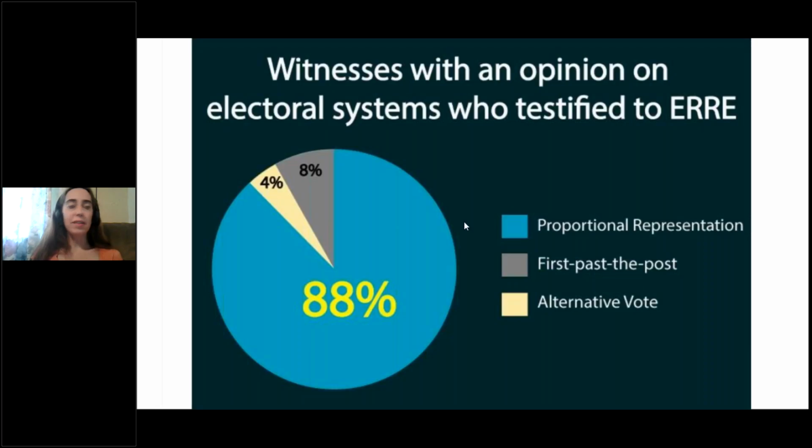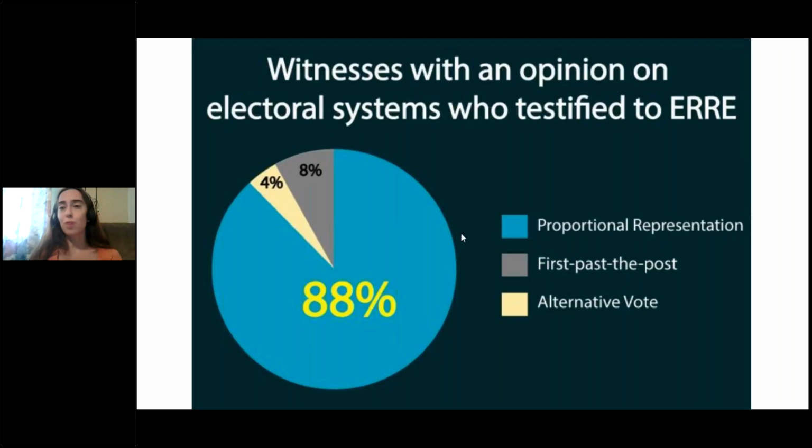So the most recent commission, obviously, the committee that we had, the federal ERRE, 88% of the experts who testified to that all-party committee were in favor of proportional representation. And you can see that 4% were in favor of Justin Trudeau's preferred system, alternative vote. 88% kind of looks like a consensus to me. And all the parties were free to invite their experts. And this is what came out of it.